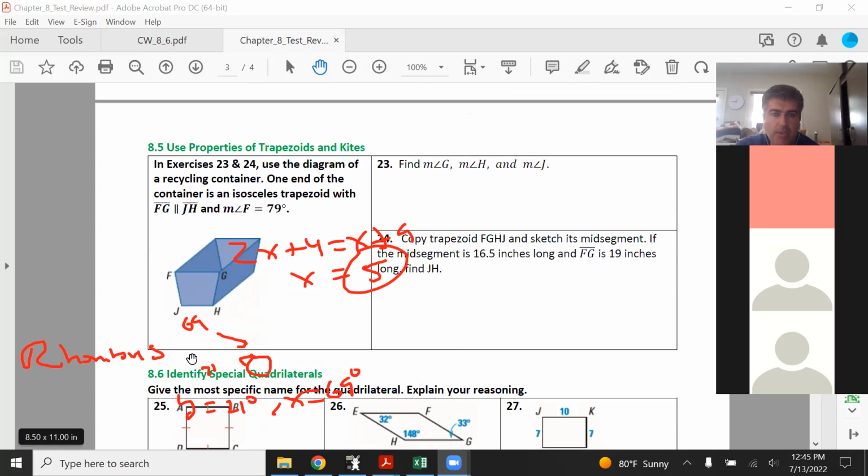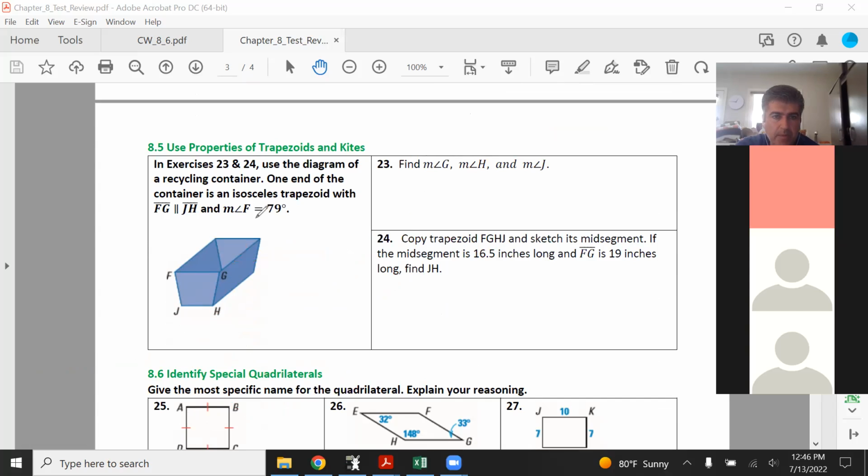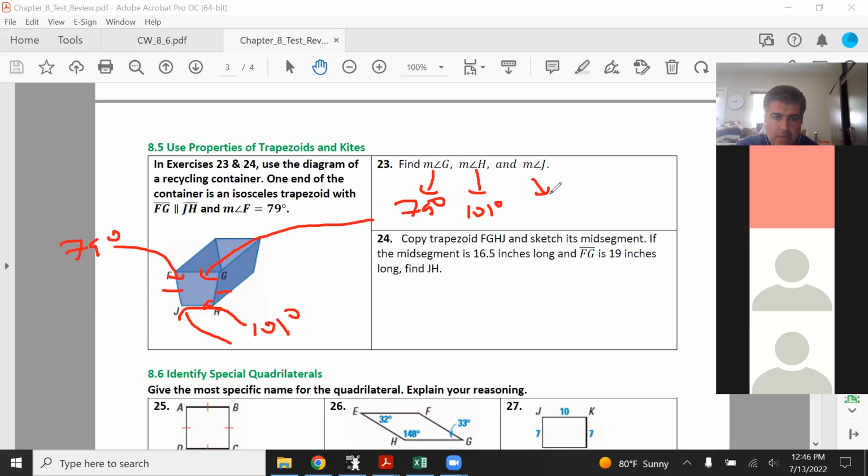This one here, we look at 23 on trapezoids and kites. You do have a trapezoid here. Angle F is 79 degrees. And it's isosceles. So if that is 79 degrees, angle G will be 79 degrees also. So that's 79 over here. That's going to be 101 then. And it'll also be 101. Okay. So I'll have you work out 24.